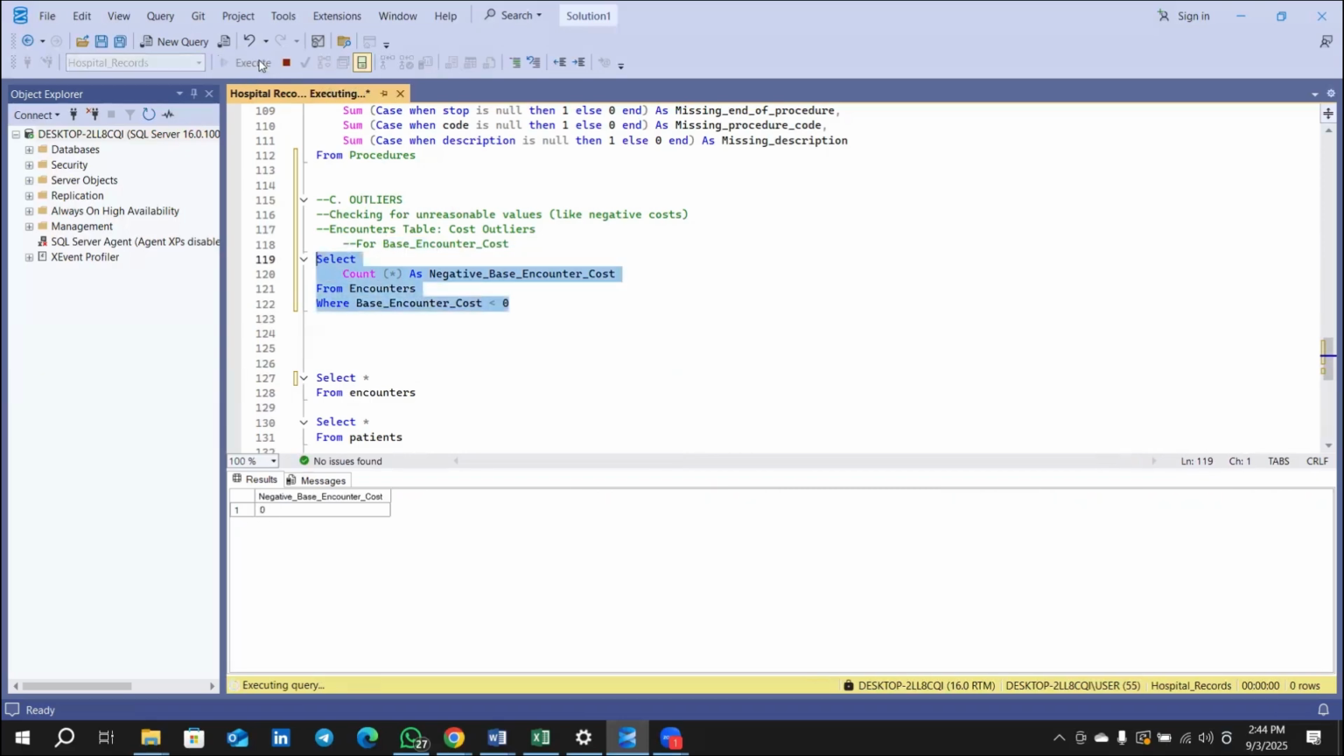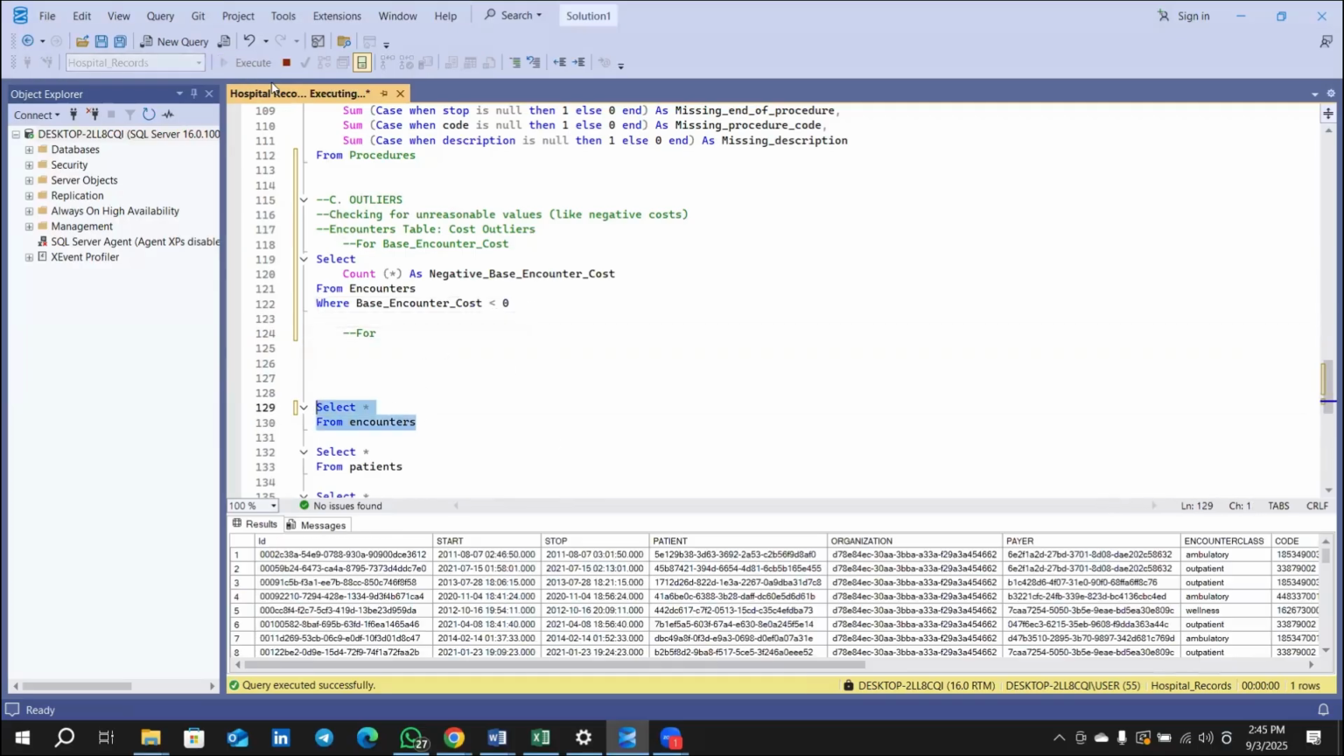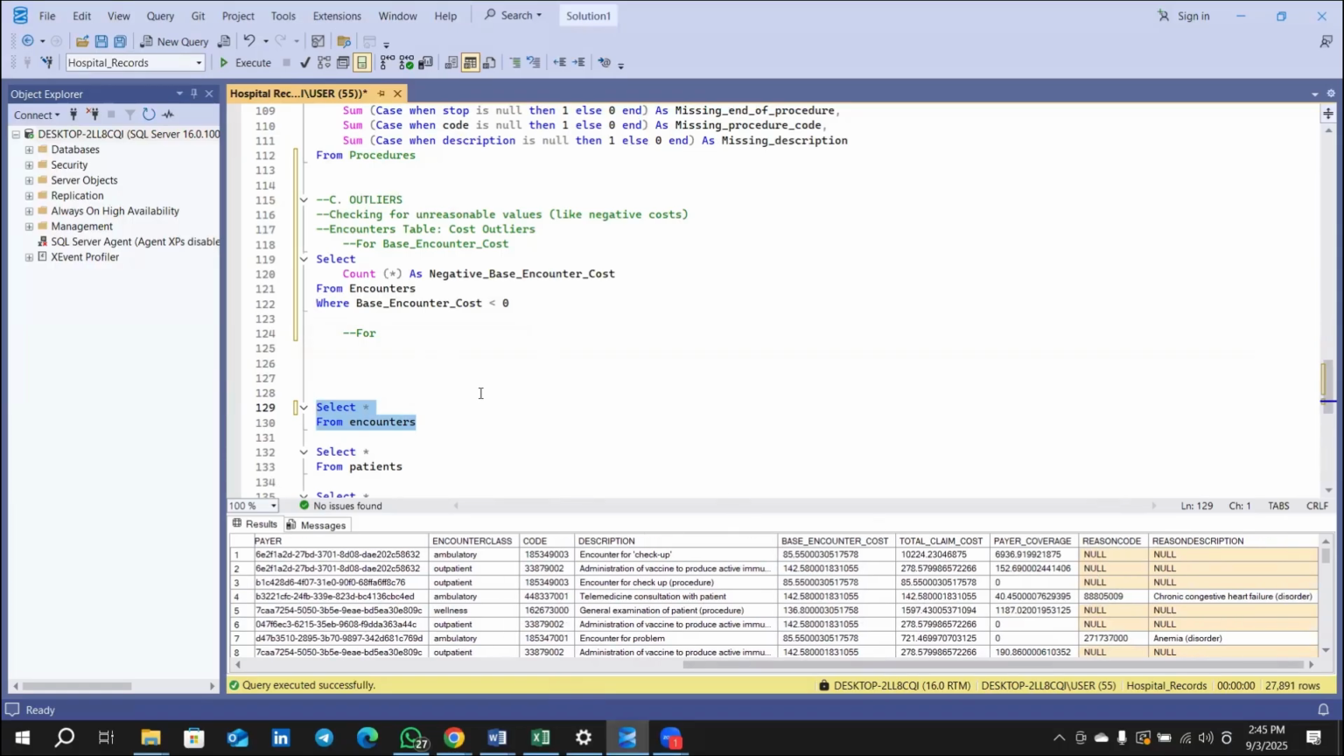cost. Also, we have the total claim cost, which is the total cost of the encounter, including all line costs. Here I was using my query to check, and for this particular one, you can see that we have no outlier at all, because when I checked if anyone is less than 0, I had 0. So that particular column is okay.